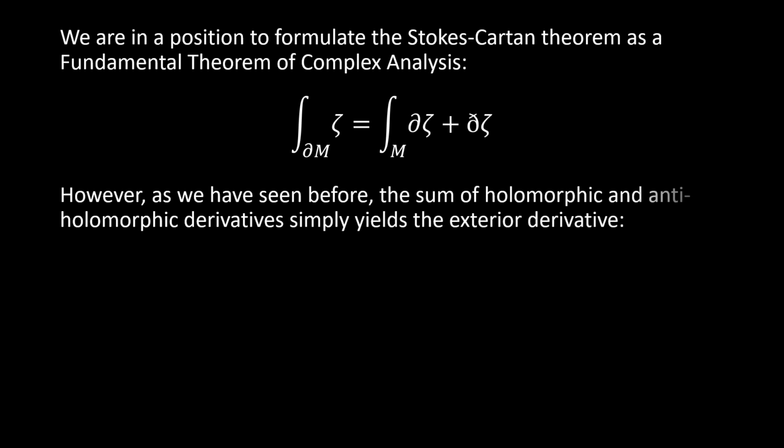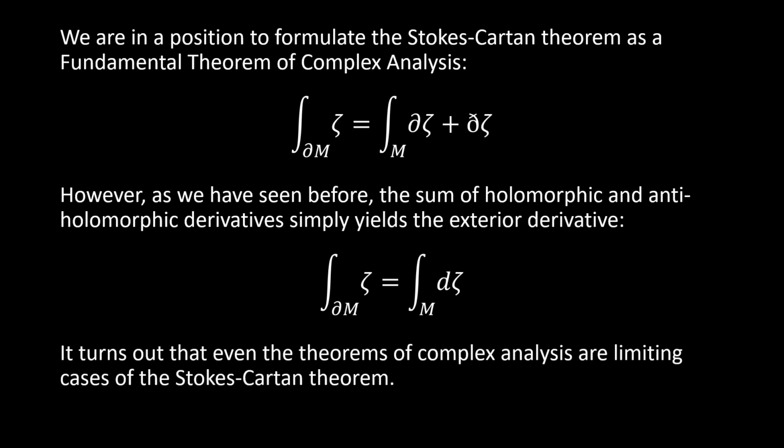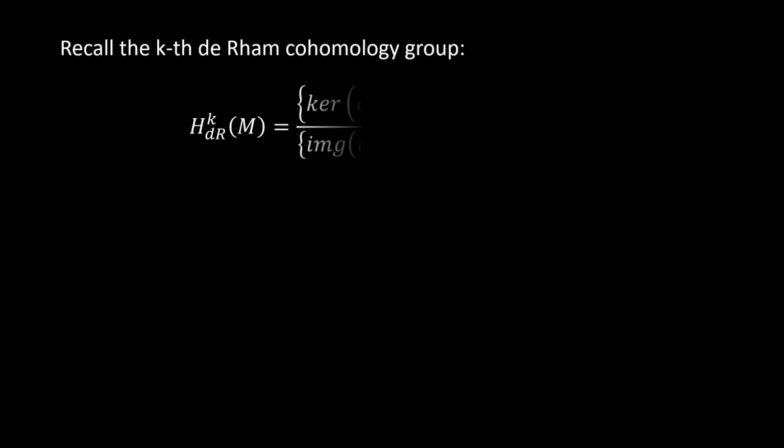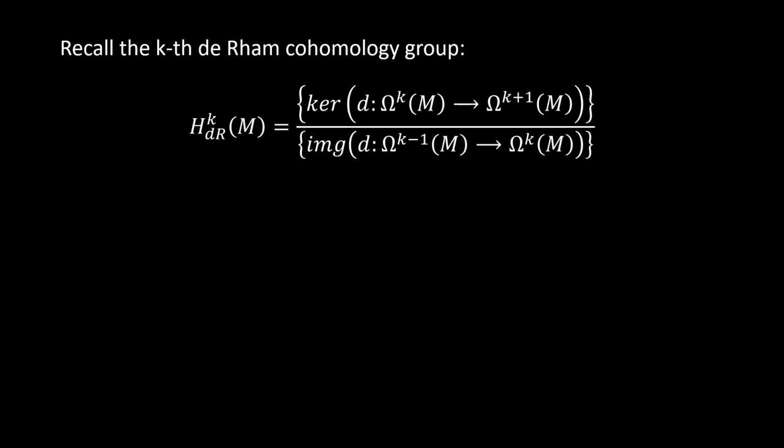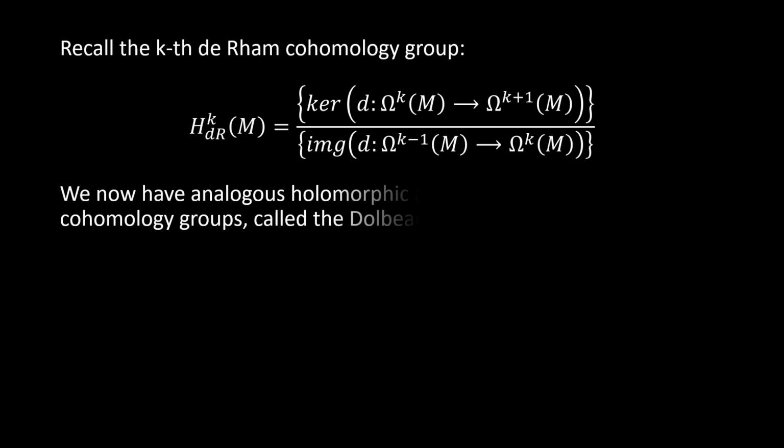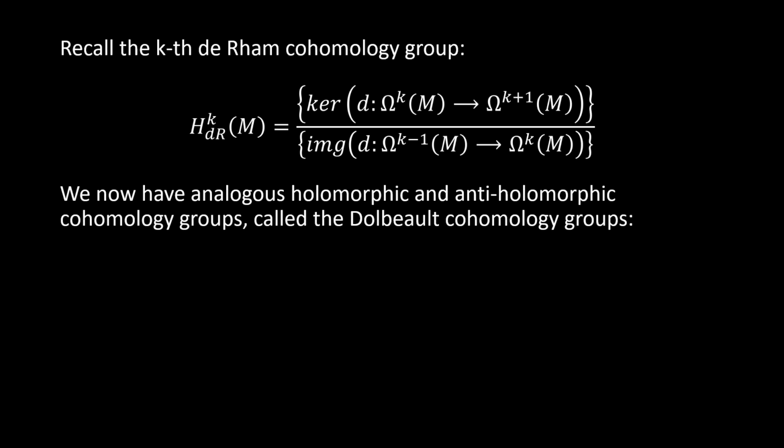However, as we have seen before, the sum of holomorphic and anti-holomorphic derivatives simply yields the exterior derivative. Since it's acting on zeta, it turns out that even the theorems of complex analysis are limiting cases of the Stokes-Cartan theorem. Recall the kth de Rham cohomology group once again. We now have analogous holomorphic and anti-holomorphic cohomology groups called the Dolbeault cohomology groups.